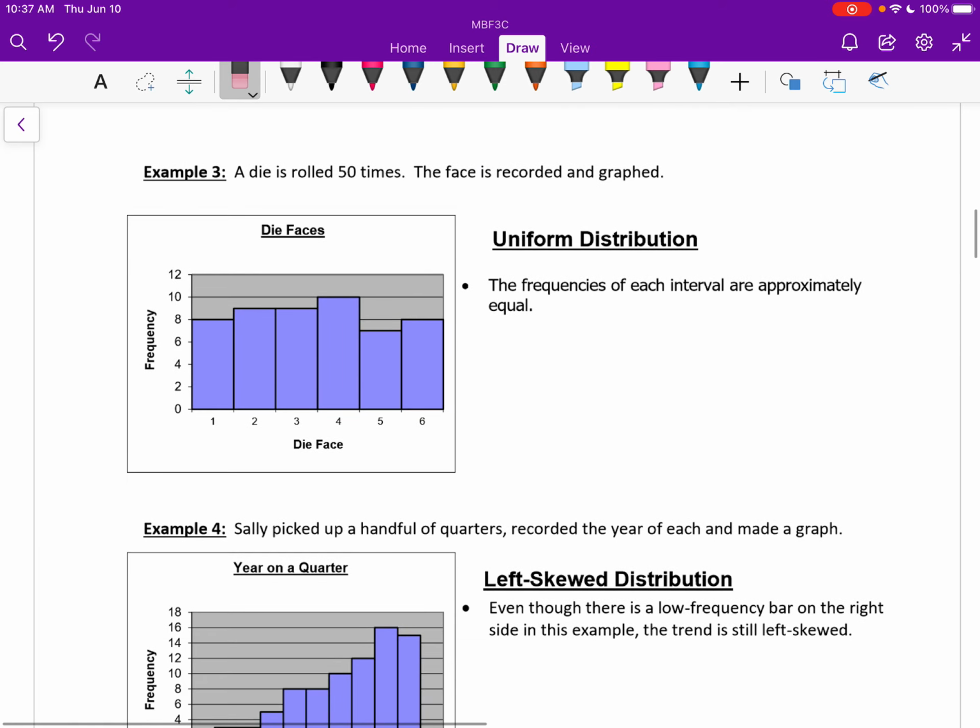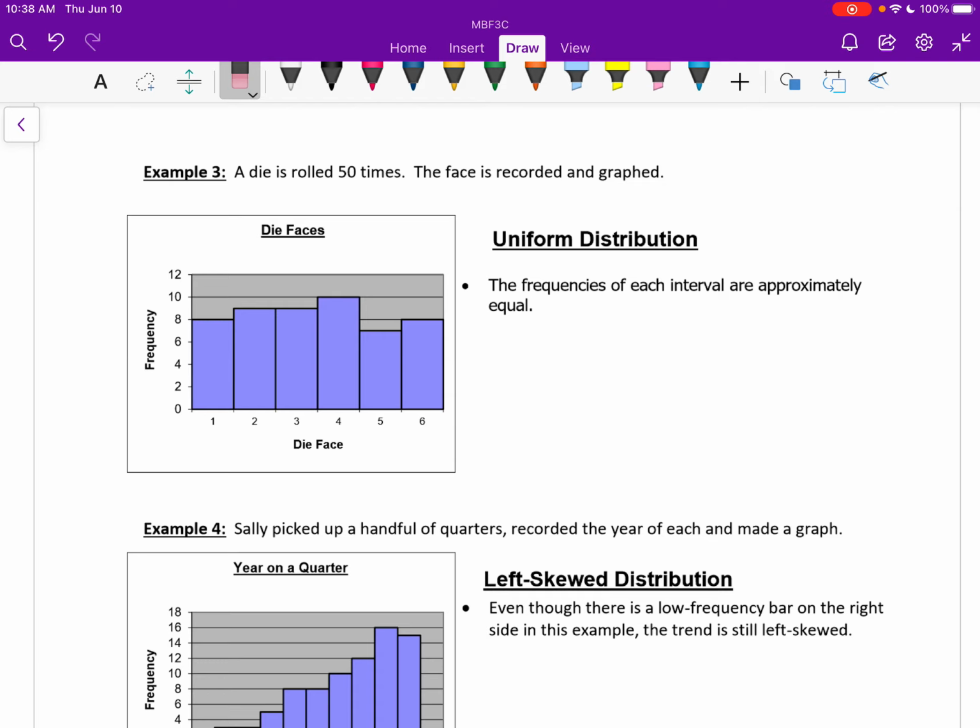Example 3 is what we call a uniform distribution. So this is if we rolled a die 50 times and then recorded its faces, and this is just one die, right? You look at it and it's all kind of the same, because on a die there's the same probability that you'll get each face. The 6 faces have an equal chance of being landed on, right?